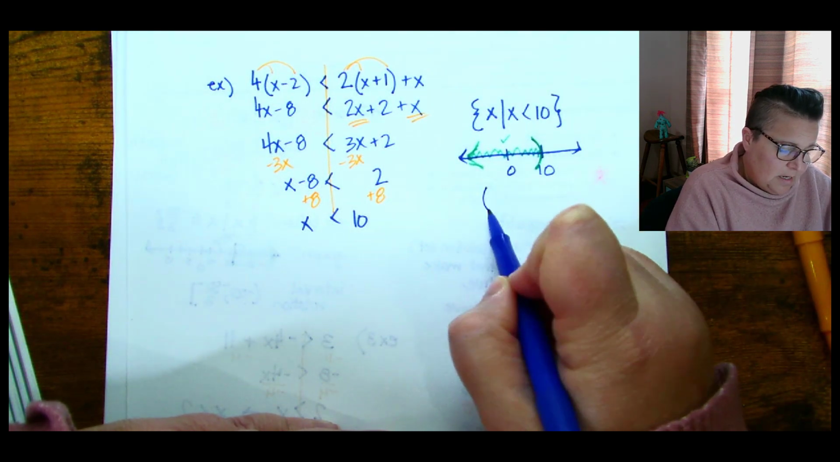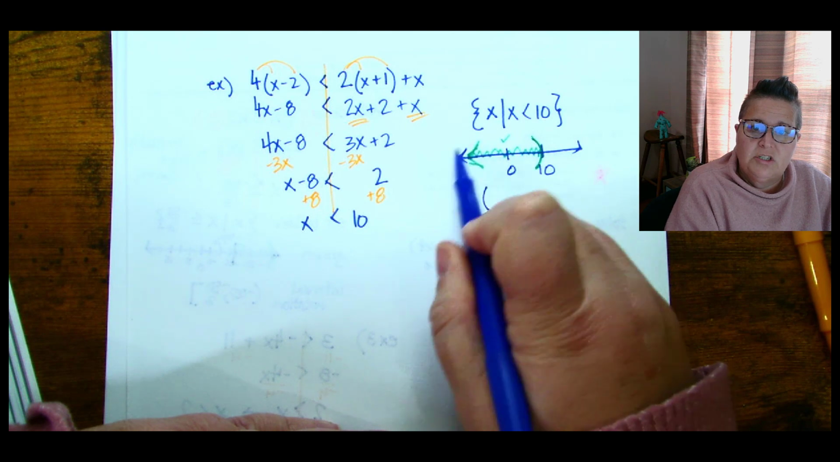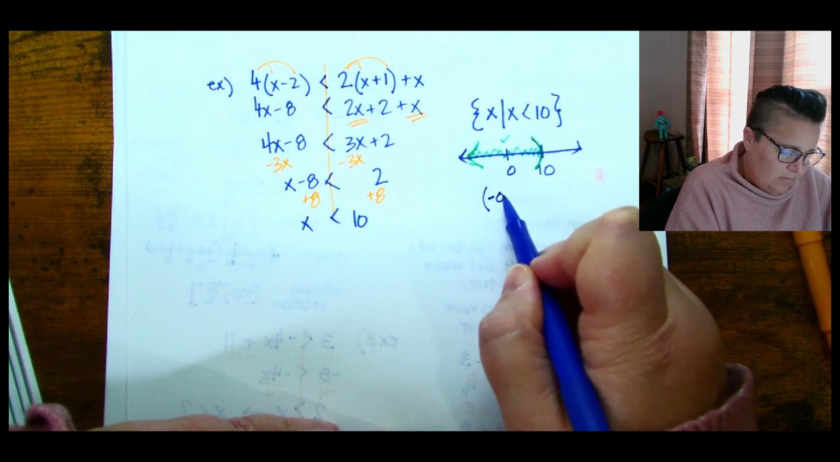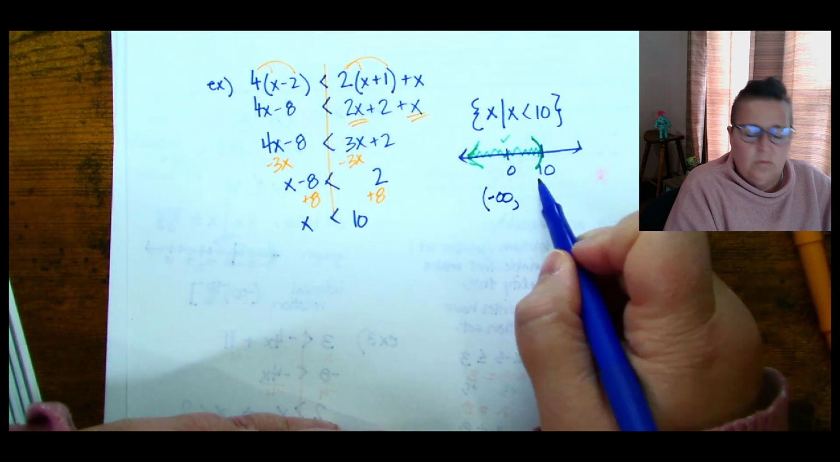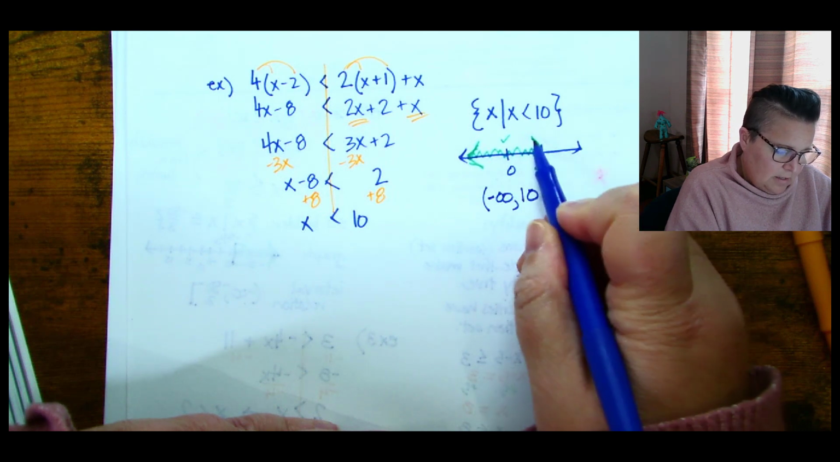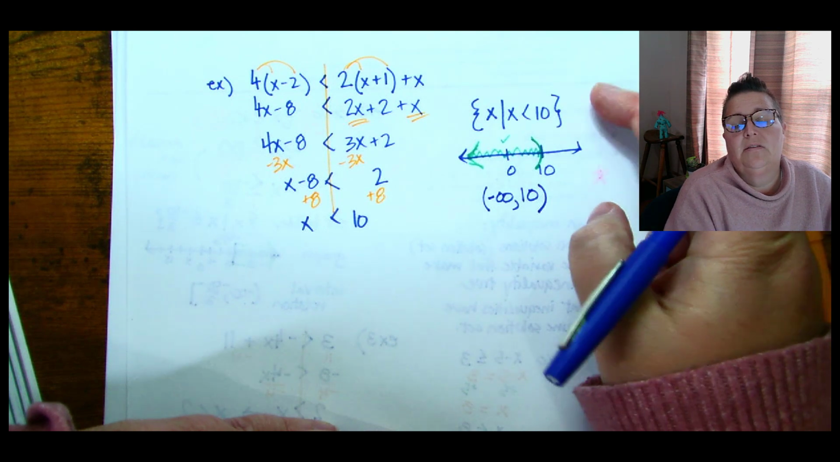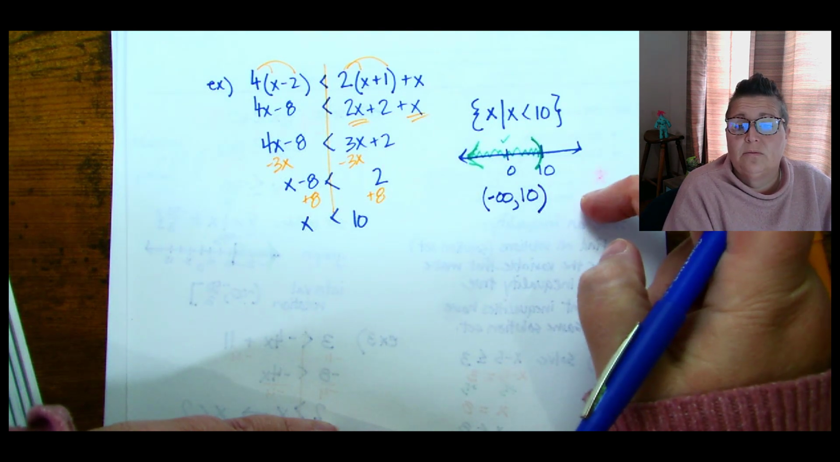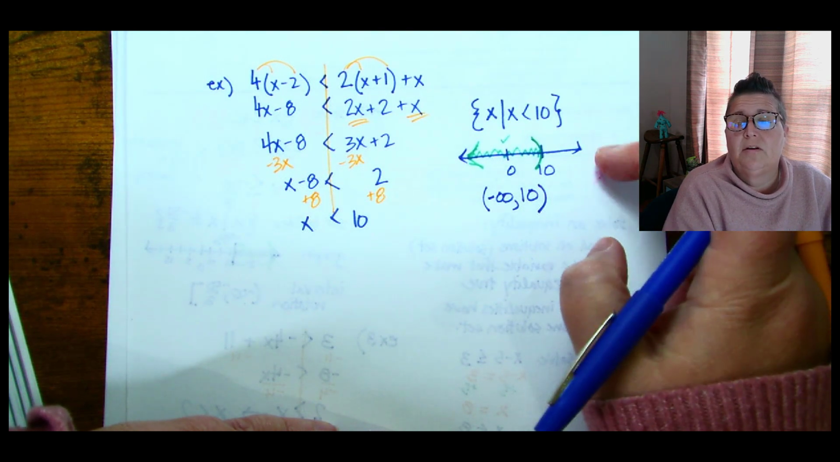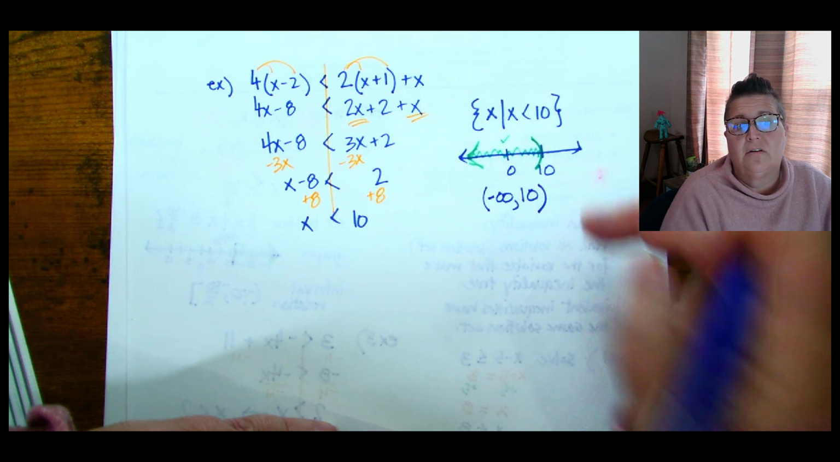And then in interval notation, we're starting at negative infinity, and we're going up to 10, but we cannot be 10, so rounded bracket. These are the three different ways to write the solution, using set builder, graphing it, and using interval notation.